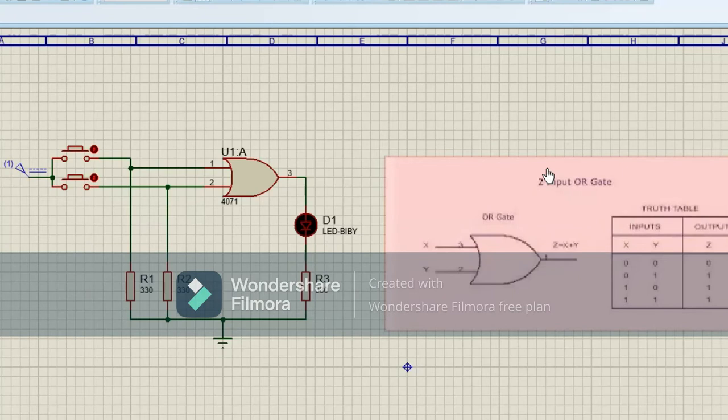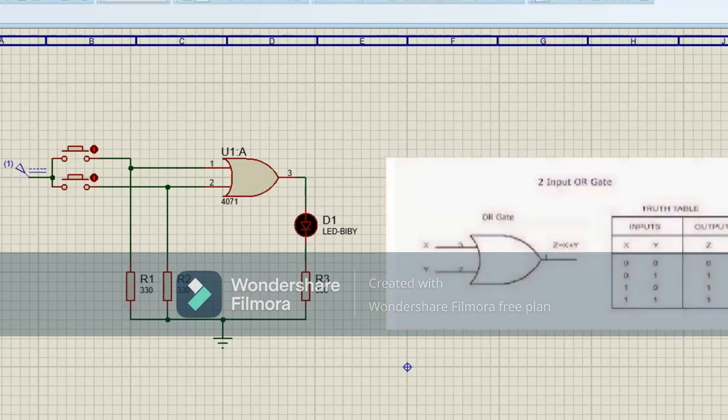The OR gate is a gate that implements logical disjunction. It behaves according to the truth table. Here is the symbol of the OR gate. According to the truth table, a high output results only if one or both inputs are high. If neither input is high, output is low.